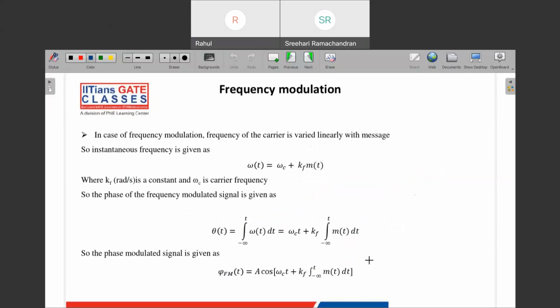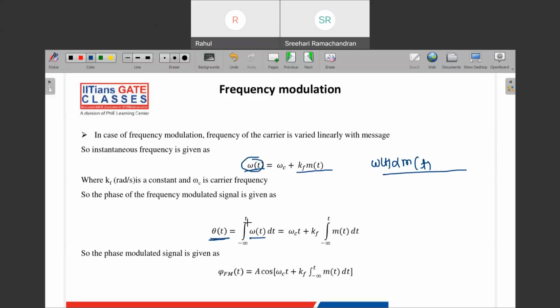Next is the frequency modulation. In this case, the frequency of the carrier is proportional to the message. In the last slide, the phase of the carrier was proportional to the message. That is the difference between phase and frequency modulation. In phase modulation, the phase of the carrier is proportional to the message. In frequency modulation, the frequency of the carrier is proportional to the message. Now we know that there is a relationship between omega t and theta t: when you integrate omega t with respect to t, you will get theta t.